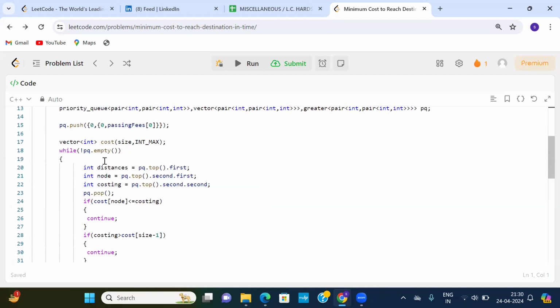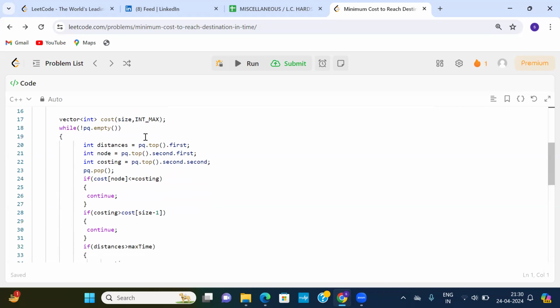While not equal to pq.empty, first one is denoting the time. Assume it as distance only, as in most of the questions we take it as distance. So I have taken it as distance only for much clarity. int distances equals pq.top.first. int node equals pq.top.second.first. And the third one is the costing. Then I have popped it out.